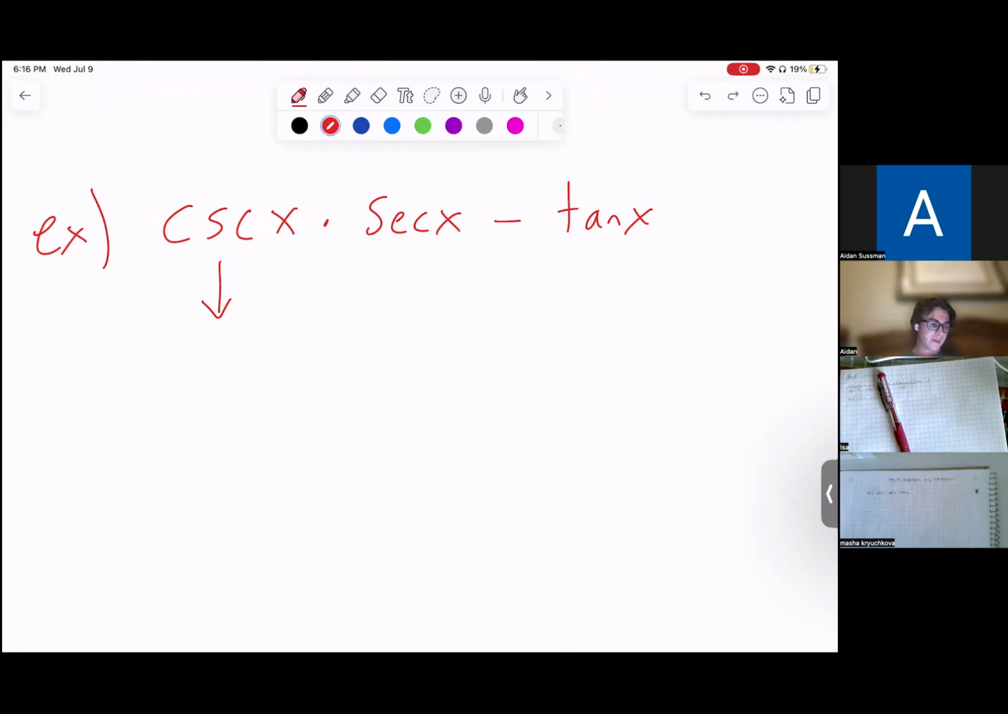I'm not sure if you guys printed it out, but there was a sheet that says to print out. And if you want to refer to that, it says trig identities.